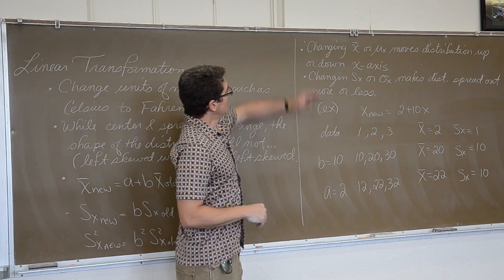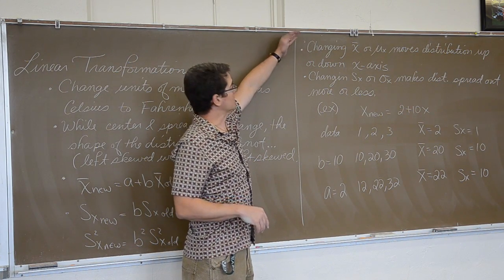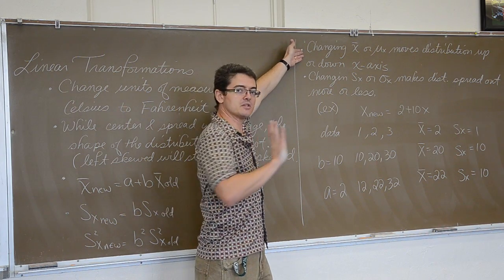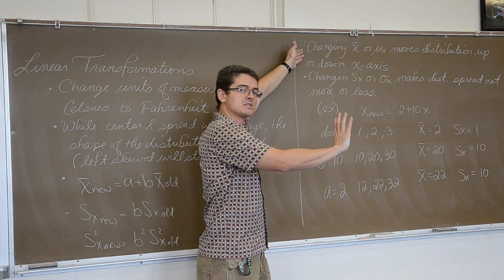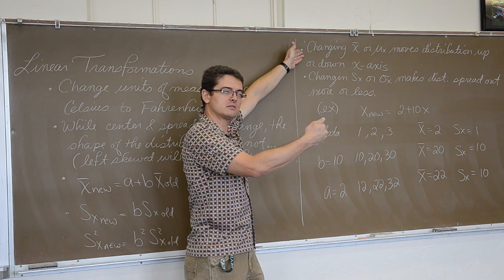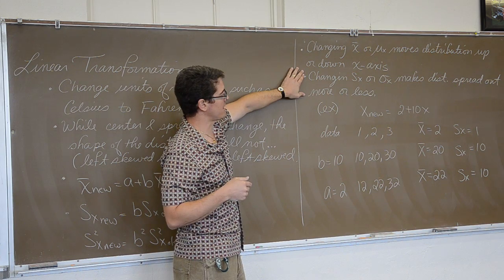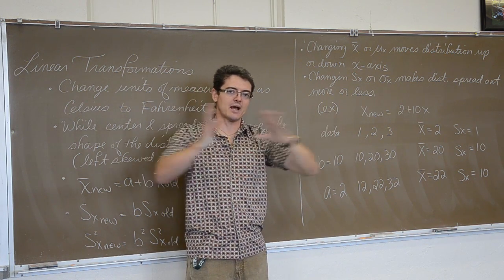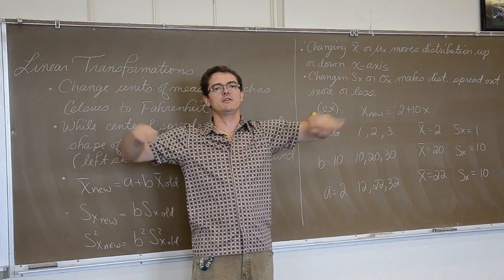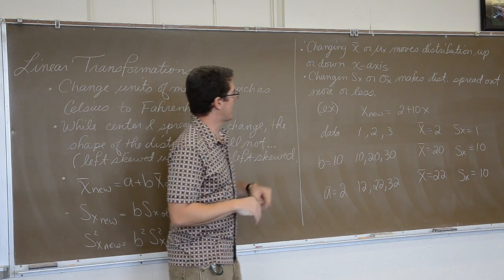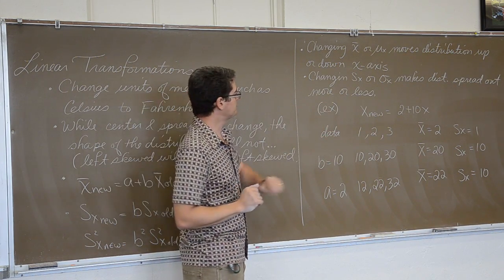Okay, what else happens with a linear transformation? If you increase the mean, you're going to move the distribution up the number line. If you decrease the mean, you're going to move the distribution down the number line. If you increase the standard deviation, it's going to be more spread out. If the bell curve looks like this, it'll be more pancaked out and flat, or might scrunch back up.